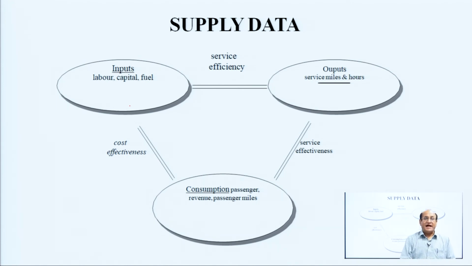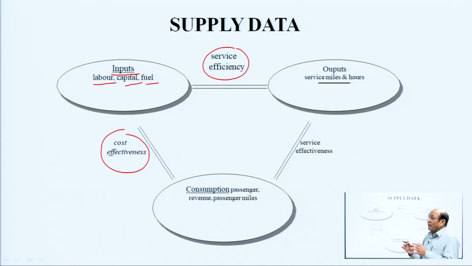Now, come to the supply data. As I have told you, see here, this is the input. What are the inputs for development of a city? Labor, capital, fuel. These materials are to be brought from another place for development of the urban areas. These inputs include service efficiency, and cost efficiency is also very important. So, whatever material we have received, there should be service efficiency and cost effectiveness, and then we go for the output, that is service miles and hours.